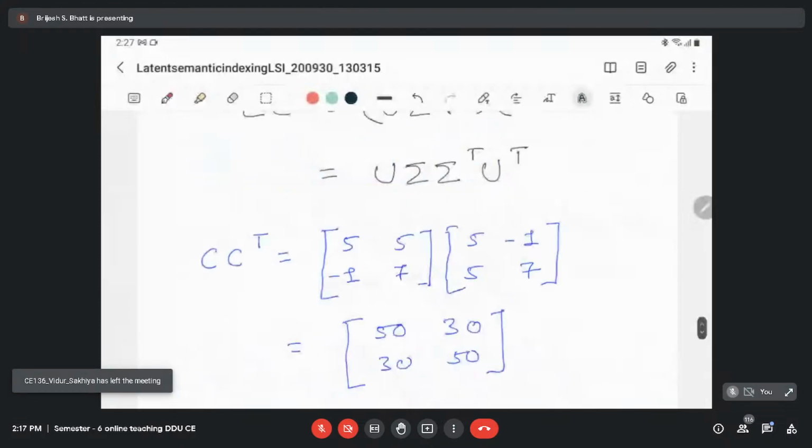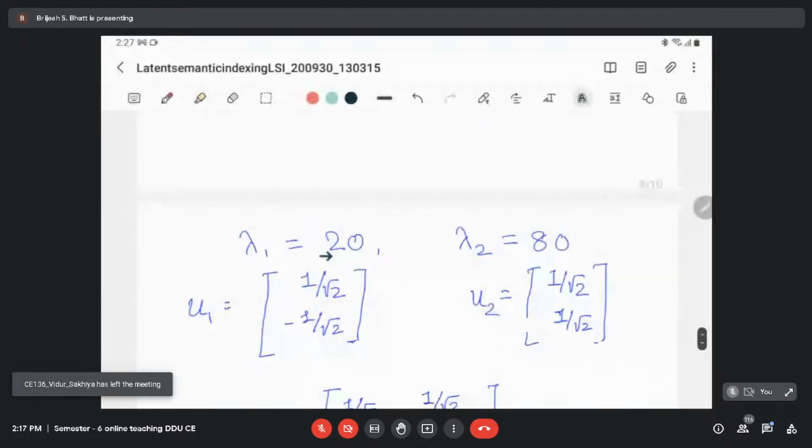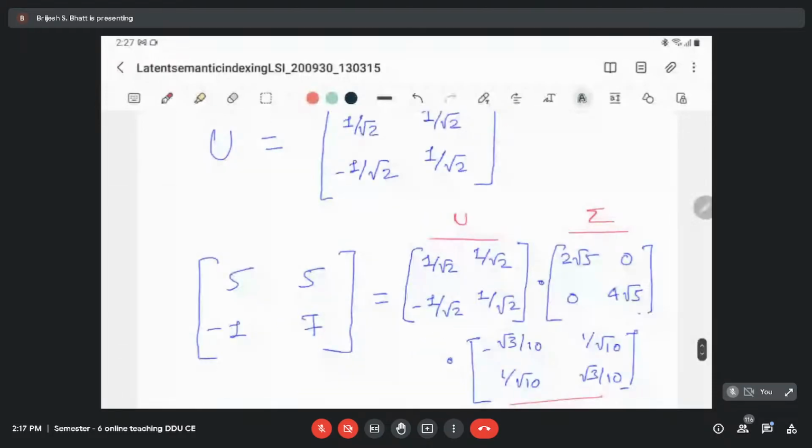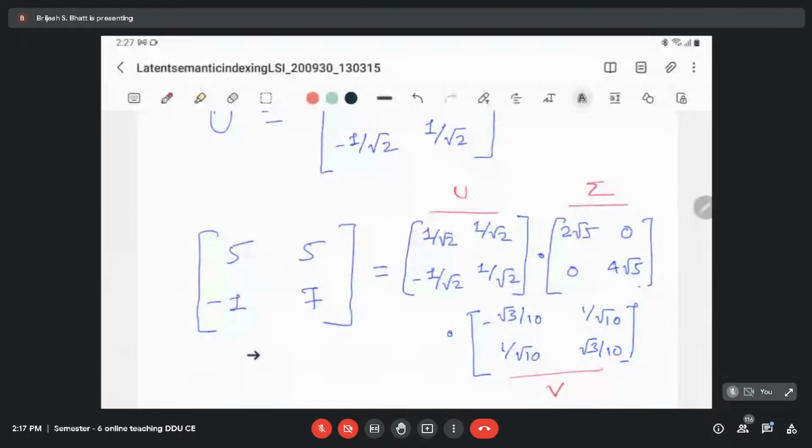You will again get the same eigenvalues, 20 and 80, and the vectors will now be 1 by root 2, minus 1 by root 2. I am not repeating the computation because I want to move a bit faster, but if required, we can spend some time on this mathematics also. So these will be the eigenvectors which will define U. At the end, what you get for this matrix 5, 5, minus 1, 7 is a matrix U, which is the document matrix, sigma, which is the matrix of eigenvalues, and V, which is the word matrix.